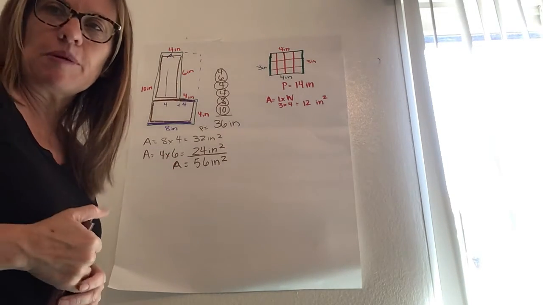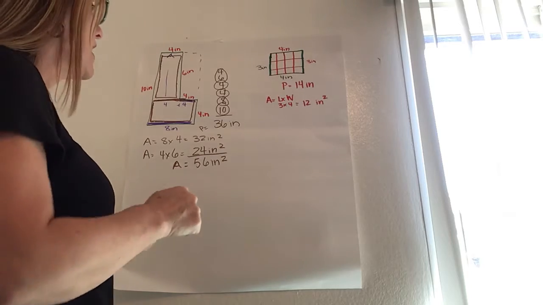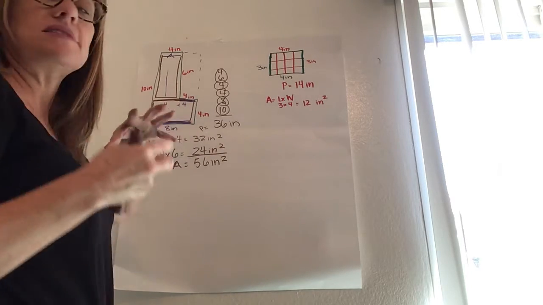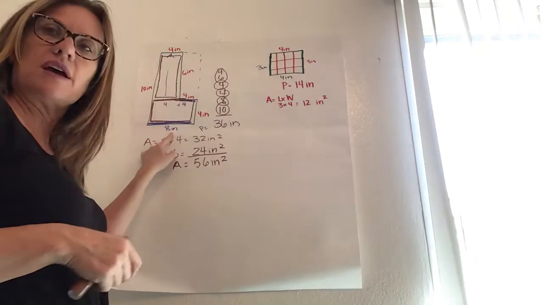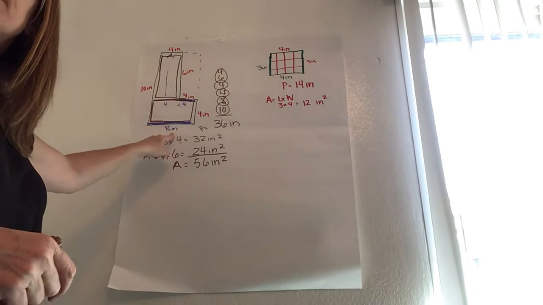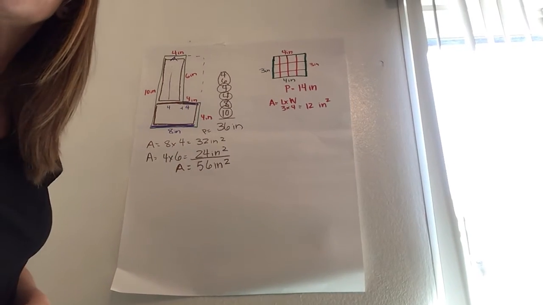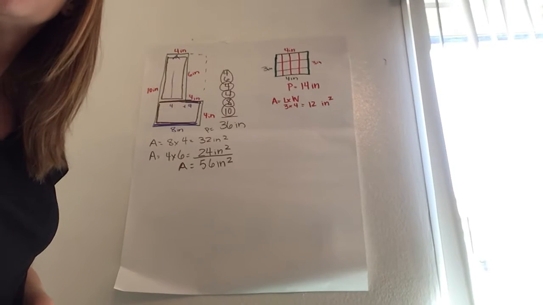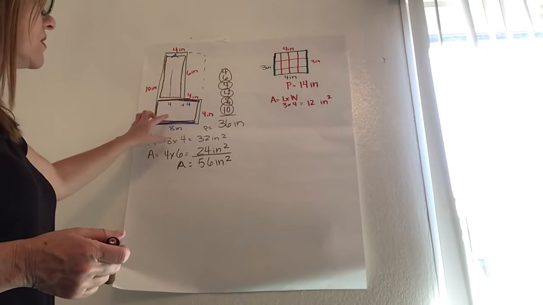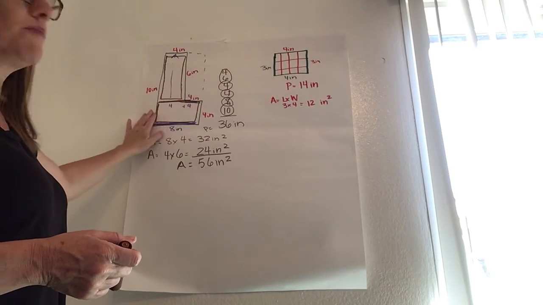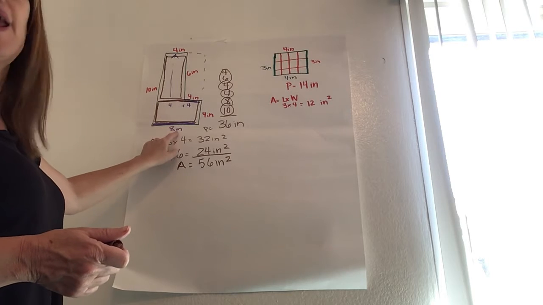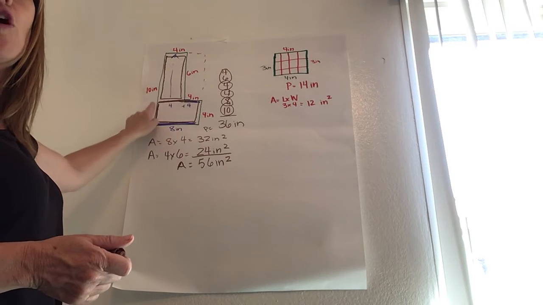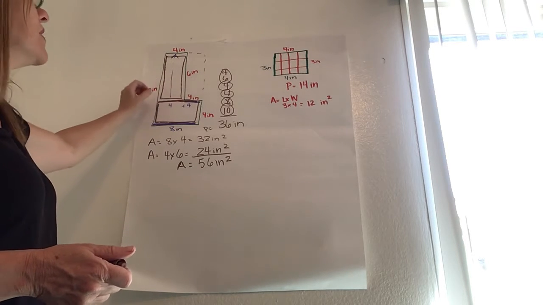The biggest mistake that people make is if a side is not given, so like right here the 8 was not given, they sometimes will do the addition of the perimeter missing that 8. And you have to have all sides accounted for.